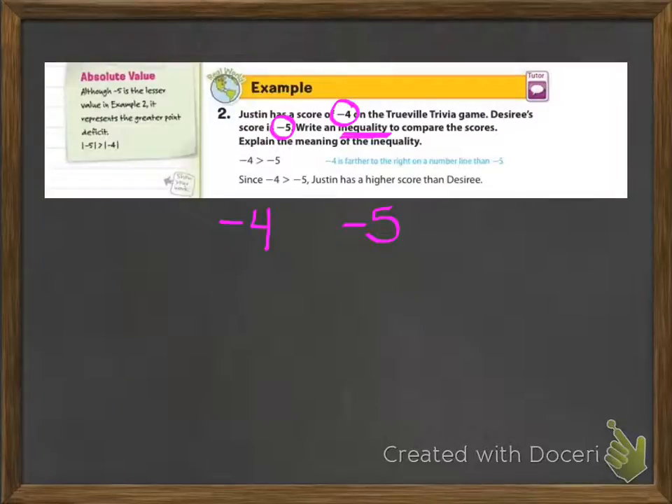So the first number I saw in my word problem was negative 4, so that's the first number that I'm going to write. Negative 4 is greater than negative 5. Think about it on a number line. It would be to the right, much further to the right than it would be to the left.